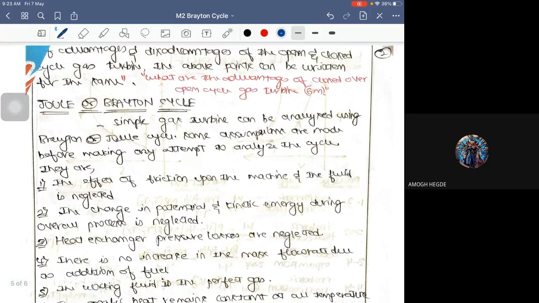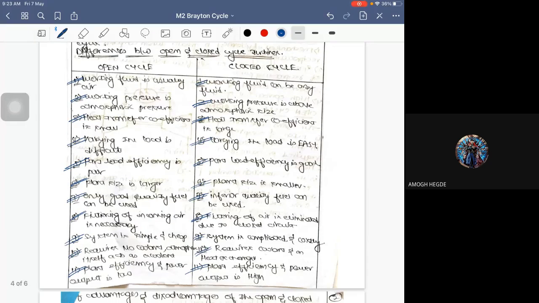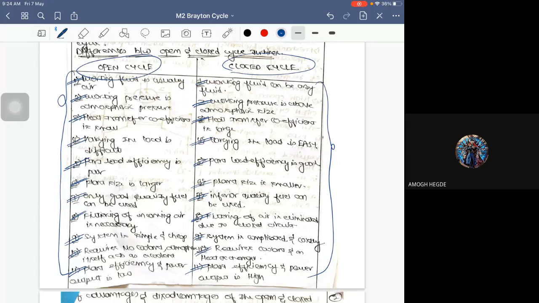Next, we will talk about advantages and disadvantages of open cycle and closed cycle gas turbine. The above points can be written for the same. I mean to say, if they are asking for advantages and disadvantages of open cycle gas turbine, you can just write all of this, isn't it? And if they are asking for closed cycle gas turbine, you can write individually all of this.